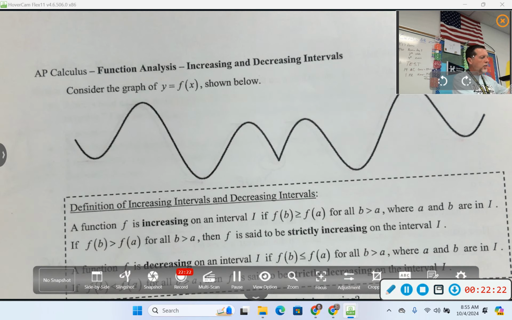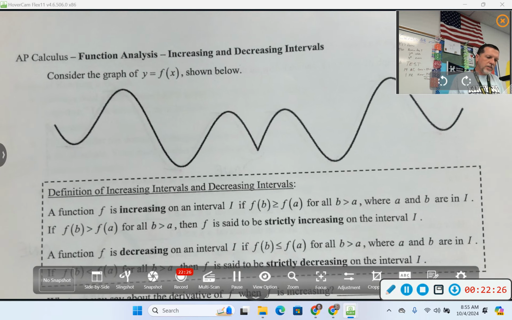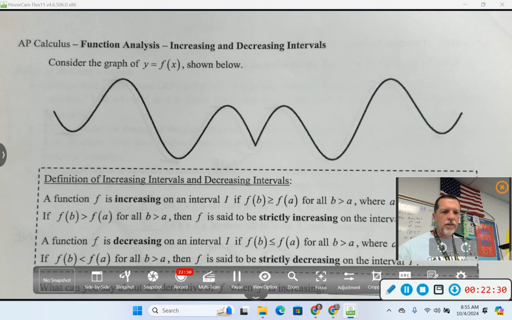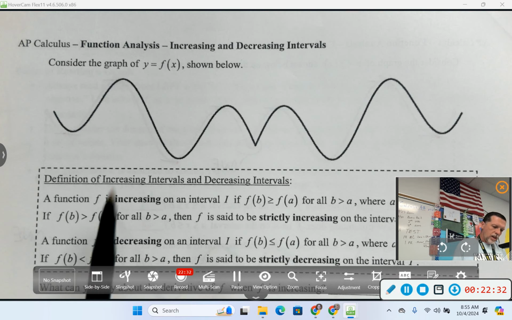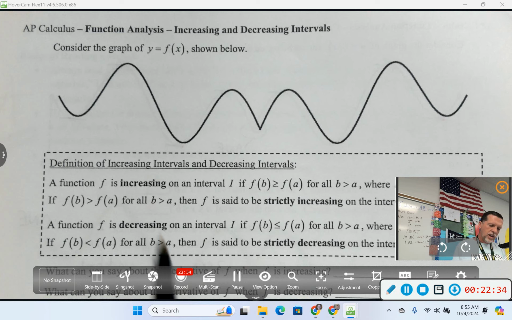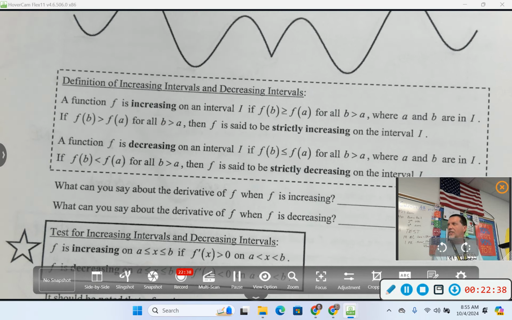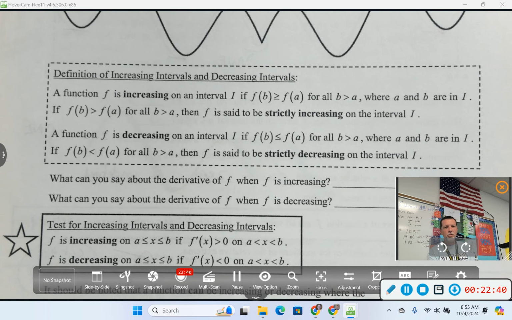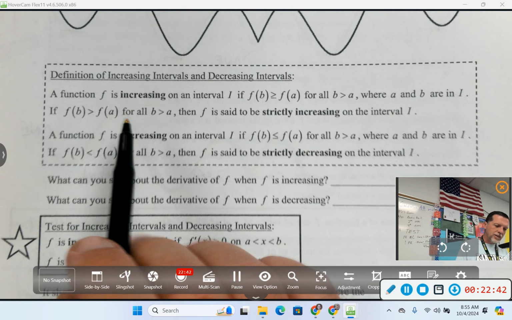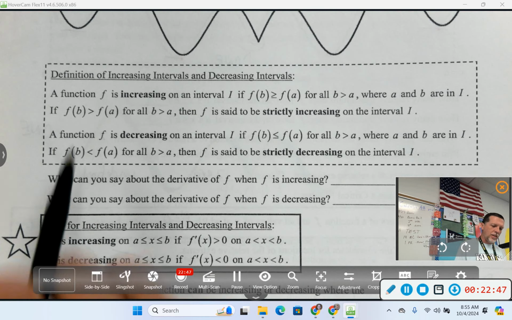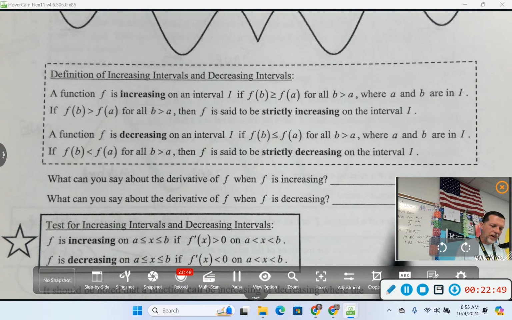All right, last page for today. Increasing and decreasing intervals. We did talk about increasing and decreasing intervals. Same picture. Here's a technical definition that I don't know that you're ever going to have to remember or use or know. So I'll read through it once. We'll see if we can make sense of it. But there's not a star next to this. We'll just put it that way.